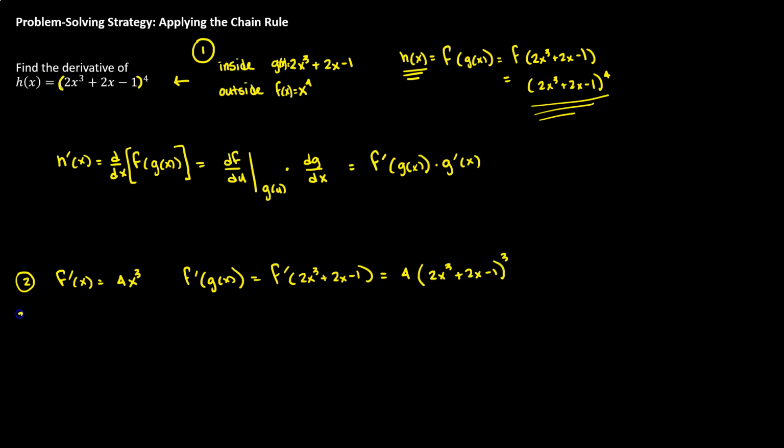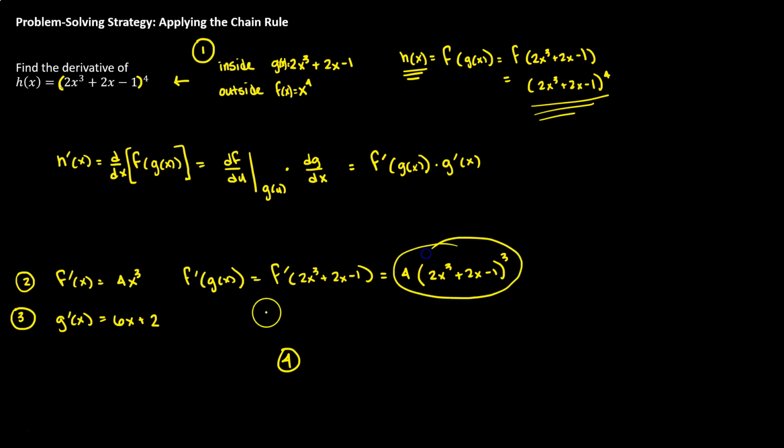Then we move on to step 3. Step 3 is the derivative of the inside function. In this case, that will look like 6x plus 2. And then our final step, step 4, was to multiply the result we have from step 2 to the result we have from step 3.